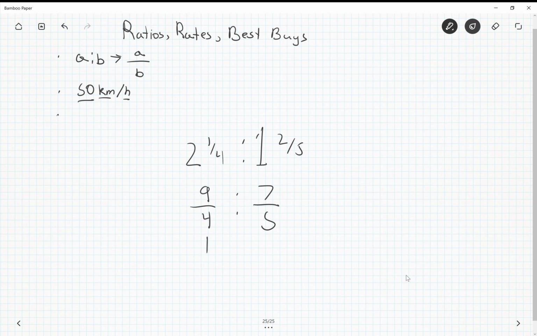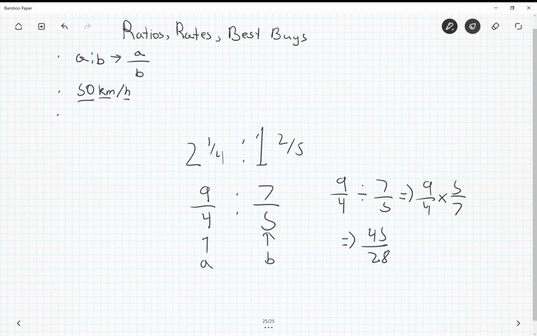And once again, this is A and this is B. So we can do A divided by B, which would be 9 over 4 divided by 7 over 5. Now we can put this into multiplication form, which would be 9 over 4 times 5 over 7. And that would then equal 45 over 28.